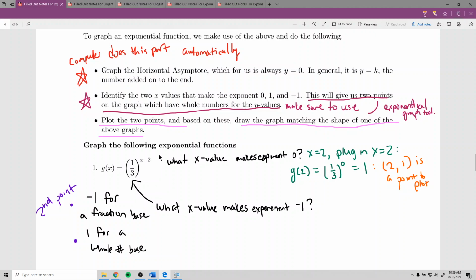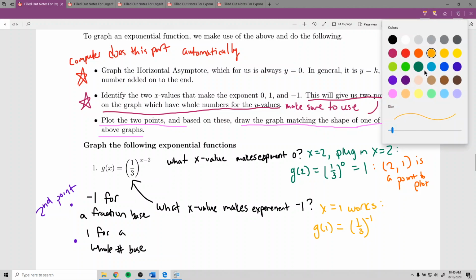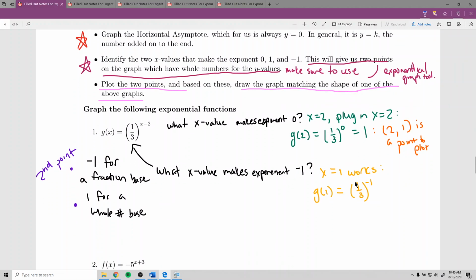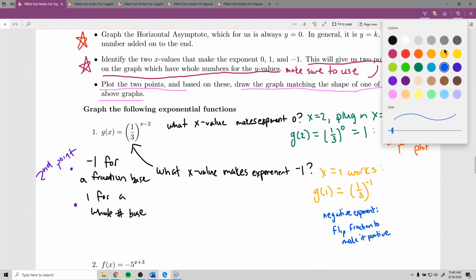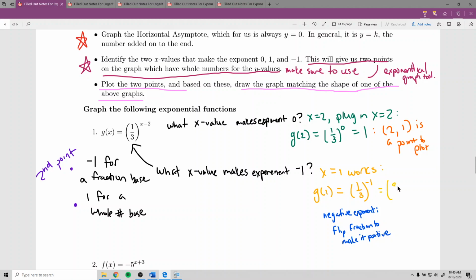If x equals 1, then 1 minus 2 is negative 1, and we get g of 1 equals 1/3 to the negative 1. To remember what a negative exponent does for us, it tells us to flip the fraction inside to make it positive. All right, so we flip the 1 over 3 to 3 over 1. Then it makes the exponent positive. And anything raised to the 1 power is just itself, so this is just 3.